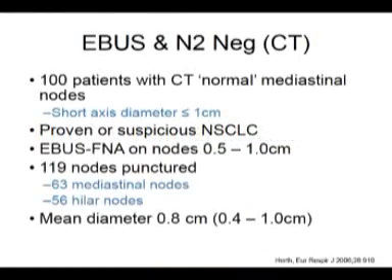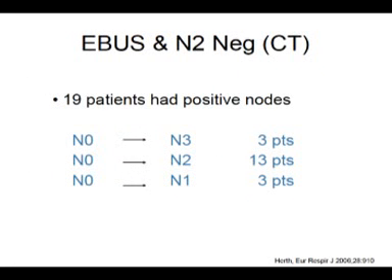So there have been two studies, again, from the Heidelberg group. The first one looked at about 100 patients or so who had CT negative mediastinal nodes and lung cancer. These patients then underwent an EBUS. And in this population of patients, EBUS upstaged by 16%. There were actually 16 patients who were upstaged to either N2 or N3 disease.